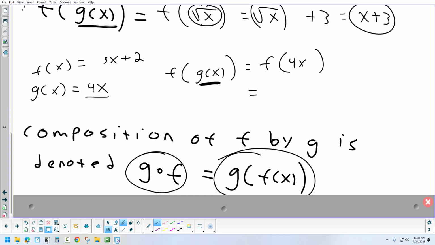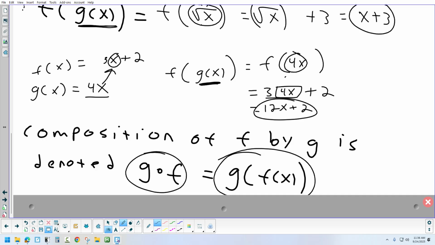So now that means in function f, everywhere you see a letter, change it to this. Okay. So we've got 3, we're going to change our letter, and we're still going to have the plus 2. What we're changing this letter to is a 4x. And what would that give me for a final answer? Yeah? 12x plus 2. That's f of g of x. 12x plus 2.